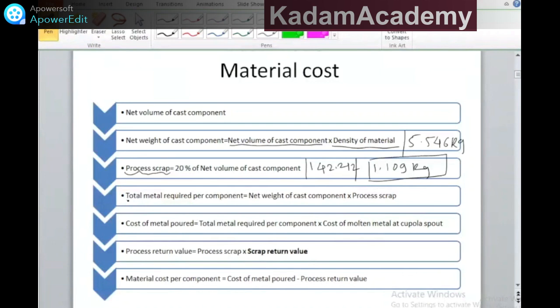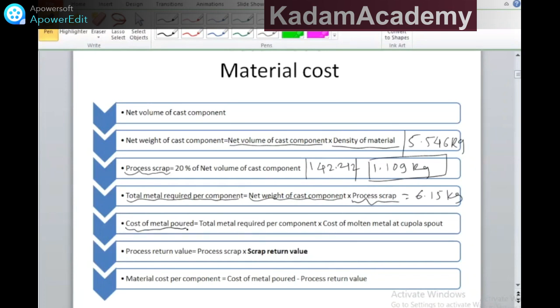So this will be the material that will be required to procure from the market for the machining of this component. So how to find that? That is net weight of the cast component plus weight of the process scrap. So what is that? Please tell me. 6.15 kg. Okay.